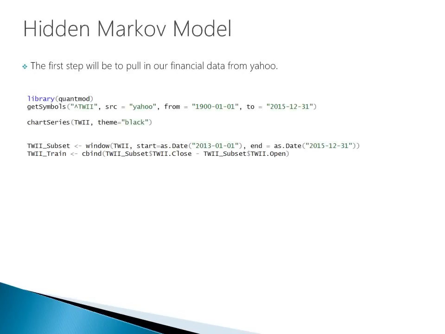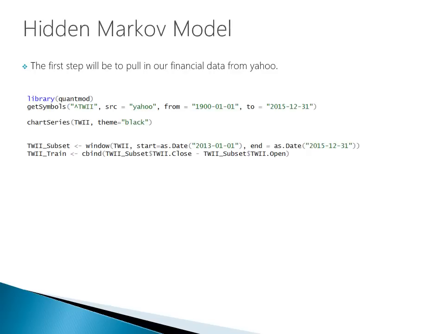So now I'm going to walk into a little more of our code here. Most of my tutorials don't get into the R code as much, but I feel with hidden Markov models, this would be a good one to incorporate a little. So we're going to pull in our financial data from Yahoo. I'm going to invoke in R the quantmod library, and I'm just going to type my stock symbol and where I'm going to get it from, and the time frame I want to pull the data in. Then I'm going to chart my series, which was the chart that we had looked at previously.